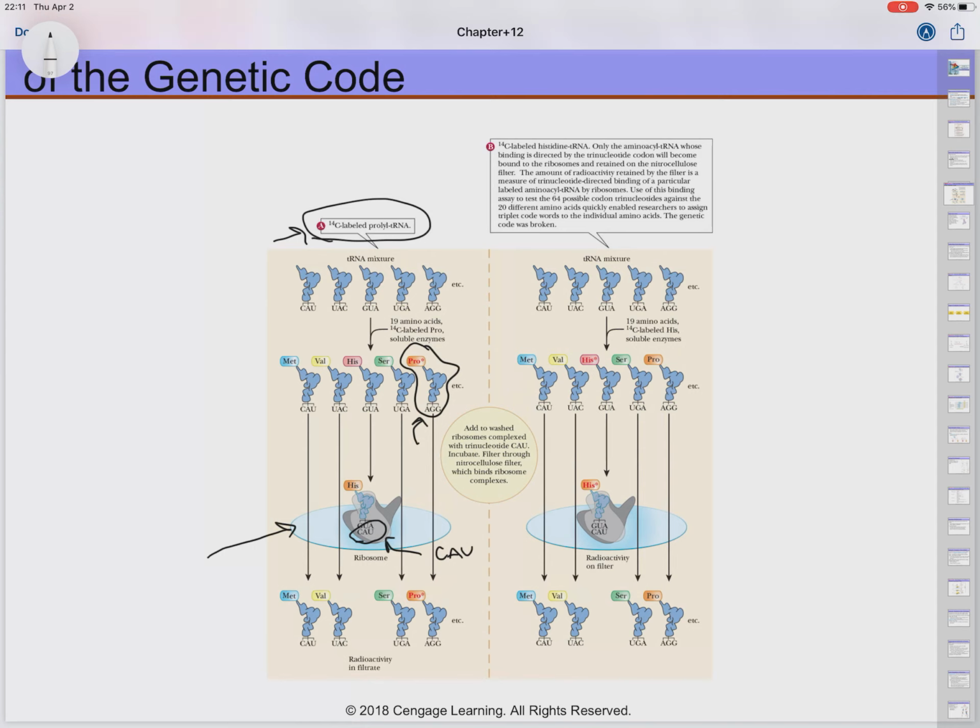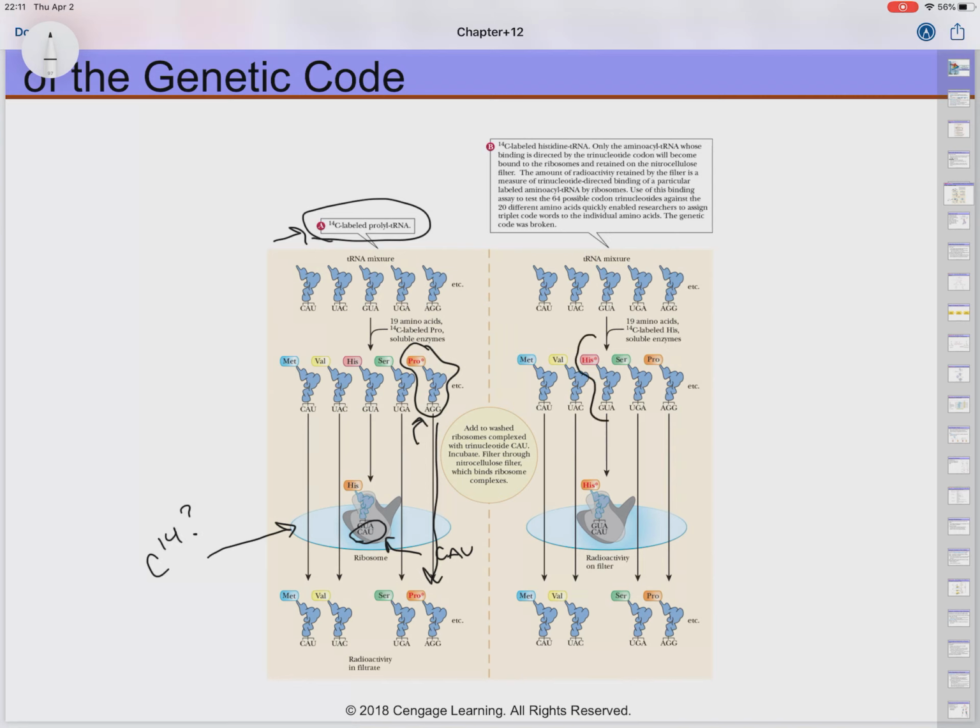In this experiment, it doesn't. The proline doesn't bind, and so it just passes through the filter paper, and then they don't detect C14 on the filter paper. Nope, not there. So then they know that CAU is not for proline. So then one by one, they go through that. And eventually, they will get something that binds.